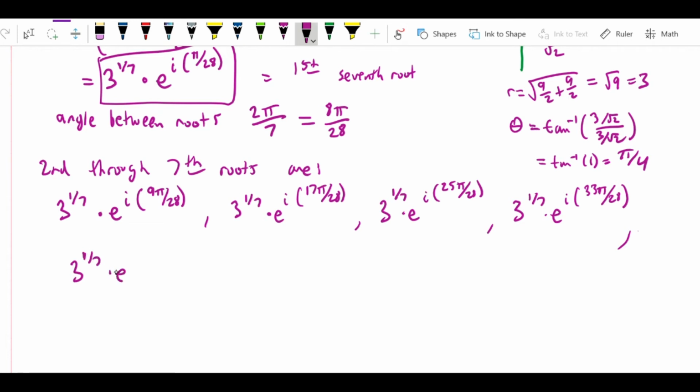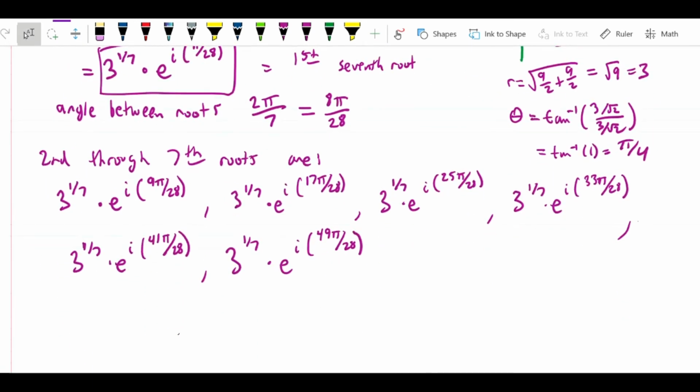3 to the 1/7, e to the I, 33 and 8 is 41. And then 3 to the 1/7 times e to the I, 49 pi over 28. And just checking, it's 57. So yeah, okay.